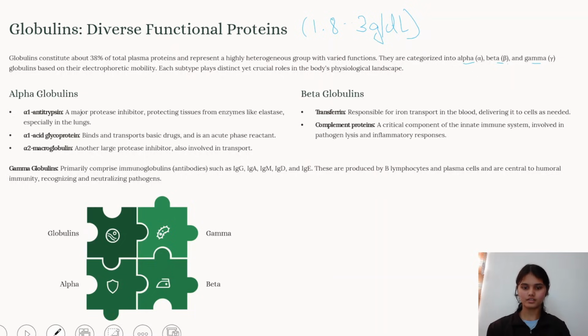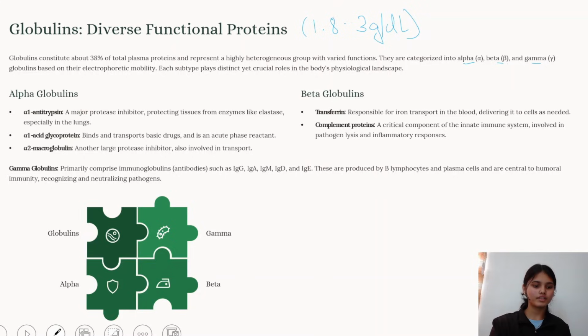Transferrin is responsible for the transport of iron in the blood, delivering it to the cells wherever it's required. Complement proteins are like C3a, C5a, etc. that are present. You'll learn that in the immunity chapter. They're mainly helping in defense-like functions.